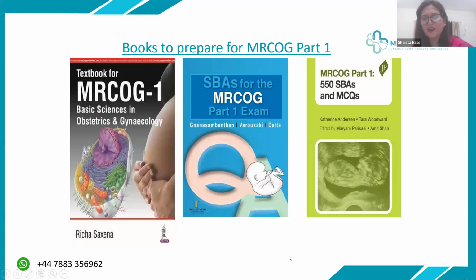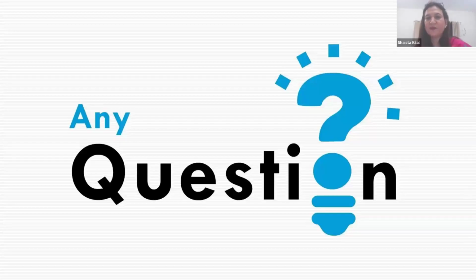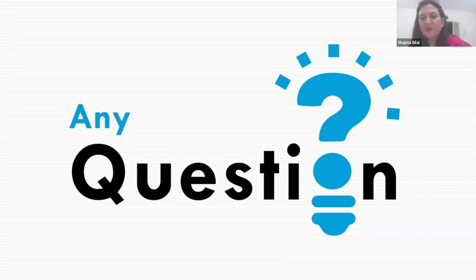And an important thing I forgot: the last 3 to 5 years of recall questions. Like MRCOG Part 1, we have 2 exams in a year, January and July. So for the last 3 years, there will be 6 papers. So try to solve all these questions, because almost 50 to 60% of the paper comes from the recalls.